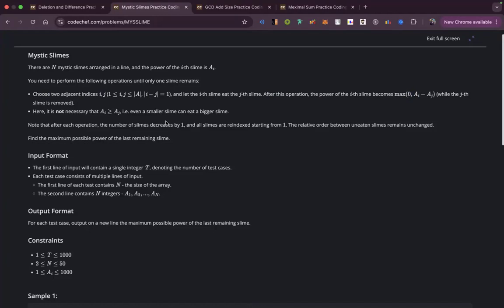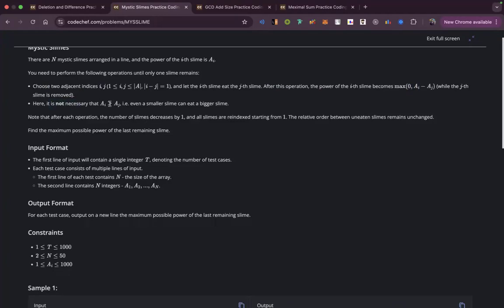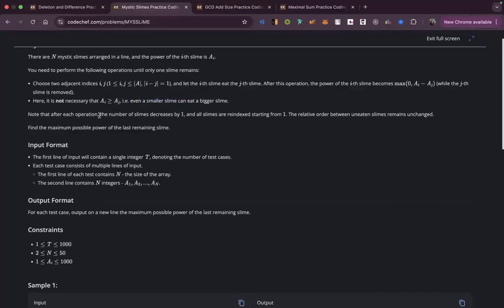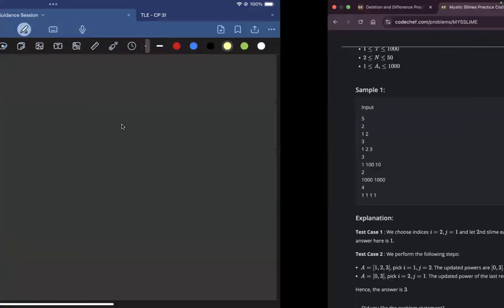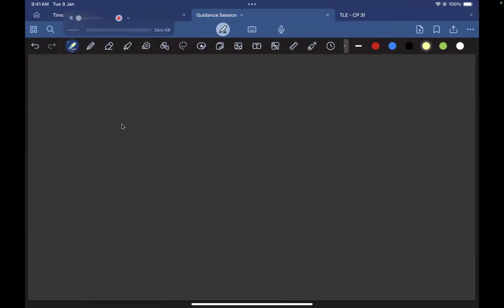That's why the max value over here. That means it is not necessary that ai is greater than or equal to aj. Even the smaller slime can eat the bigger slime. Note that after each operation, slimes decrease by 1. They all reindex themselves. Relative order between the uneaten slimes remains unchanged. Find the maximum possible power of the last remaining slime. Right. So what do they say in the problem?